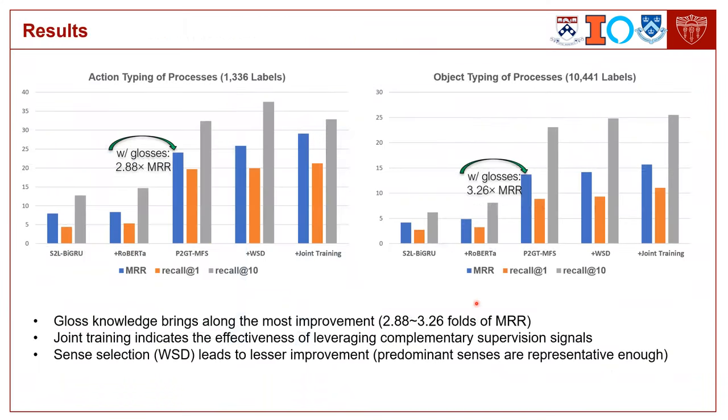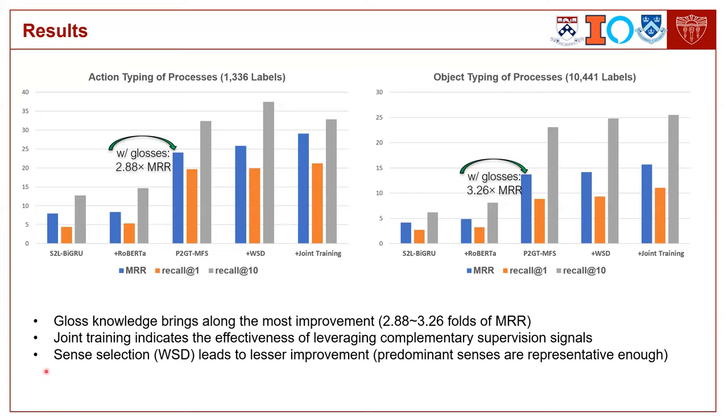And so the result shows that this kind of gloss knowledge-based indirect supervision is helpful in this case. We're actually getting more than 2.88 fold improvement in terms of mean reciprocal rank by just incorporating the gloss knowledge itself. And at the same time, because we are jointly training for typing both the action and the object, we also see that this kind of multitask learning provides some complementary supervision signal that further improves the performance.